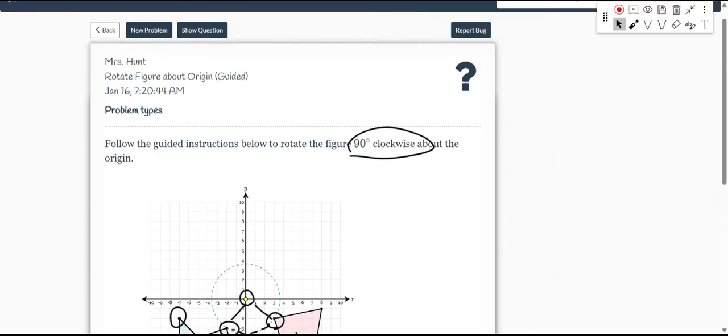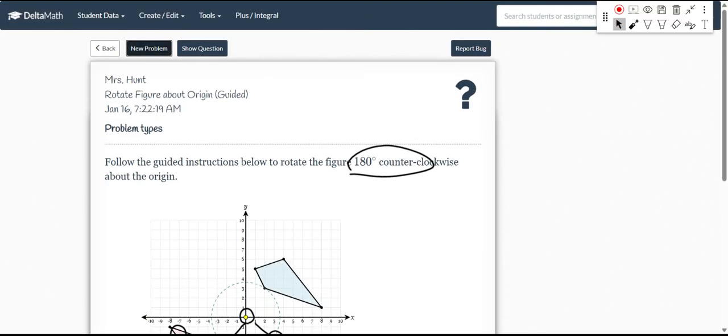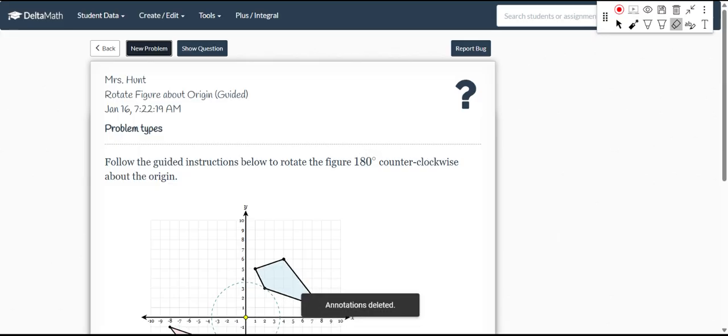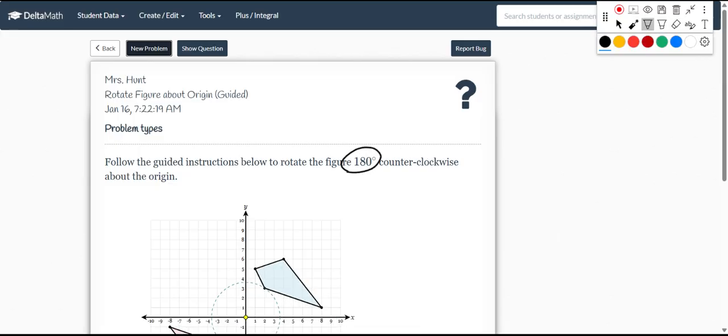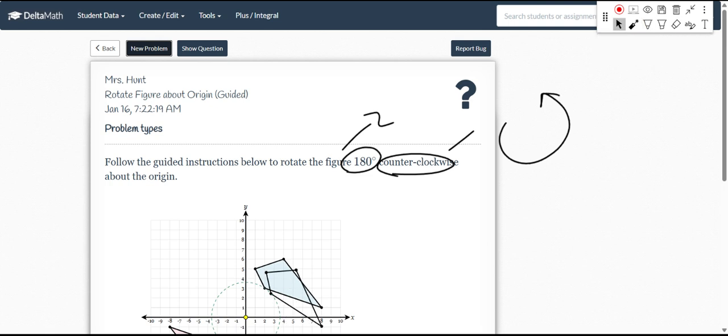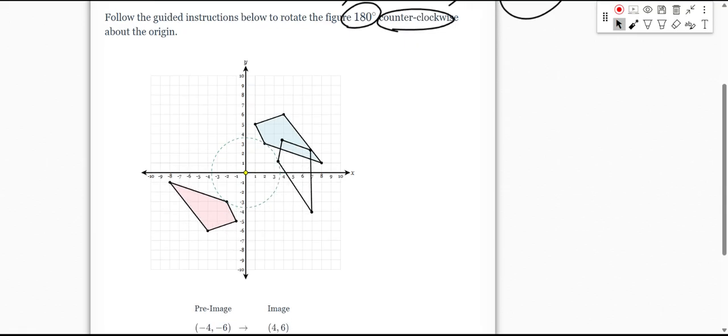Okay, let's look at one more. This one is 180 degrees, but also they've changed the direction. So we have 180 degrees. How many quadrants do you think that's going to move through? Hopefully you said 2, and then counterclockwise is what direction? The opposite way of a clock. So we're going to go through 2 quadrants, and we're going to move the opposite way of a clock. So the opposite way, thinking like maybe the minute hand is moving backwards. Let's take a look at what that looks like.